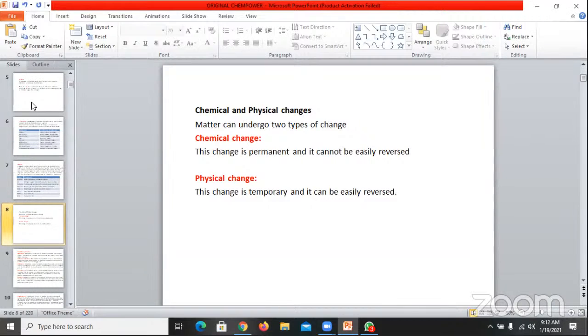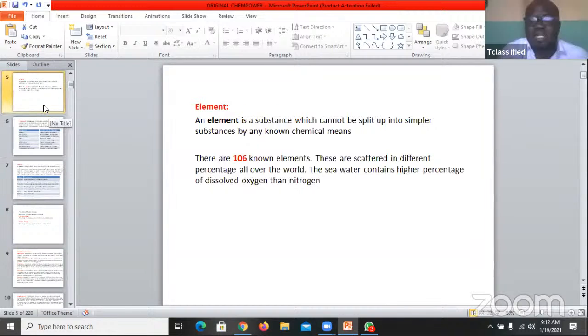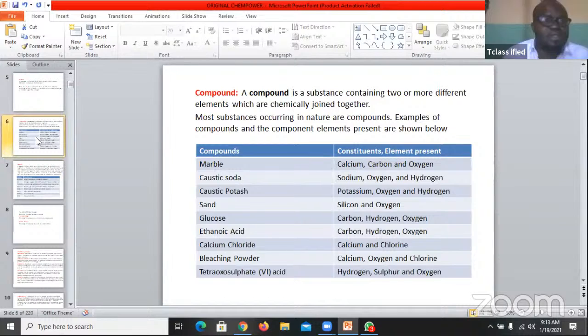Yes, I understood it. It's clear, and I'm going to ask you, as an assignment, to give me examples of an element. You should be able to tell me about oxygen, nitrogen, carbon, sodium, potassium. All are examples of elements. I'm also going to ask you to give me examples of mixtures and compounds. You should be able to tell me about sand, which is made up of silicon and oxygen, and glucose. People take glucose for energy.